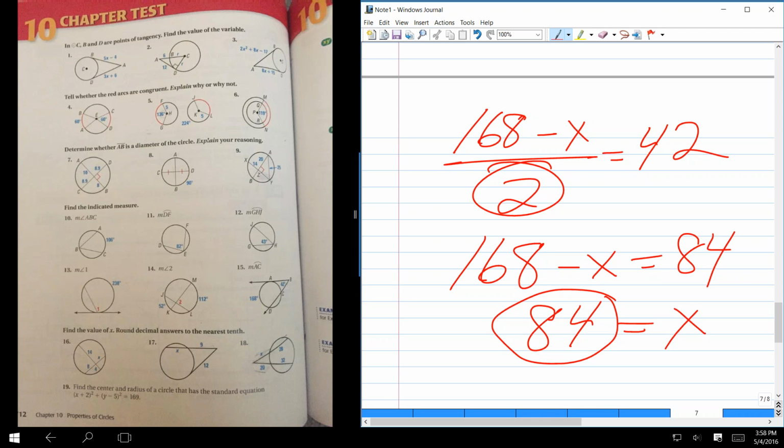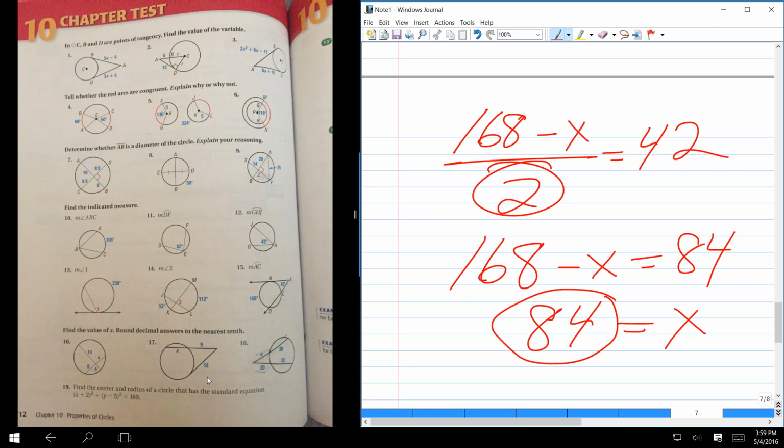All right, let's do one more. On 16, what's the equation I can write? 16 times 4 equals 8 times x. Right? 14 times 4? Yeah. Yes. Equals 8 times x. And then just solve that.